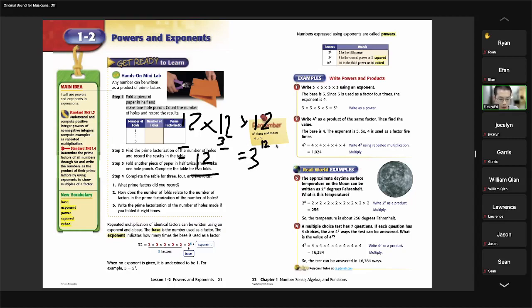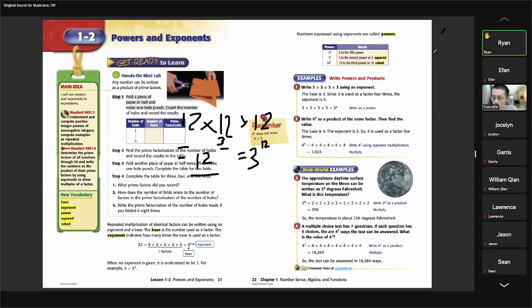Because I know if you're just getting started with exponents, this is very easy to mix up. If you see something like 3 to the fourth and 4 to the third in the same expression, you can easily get confused. Okay, I'll let Ryan take the floor again.